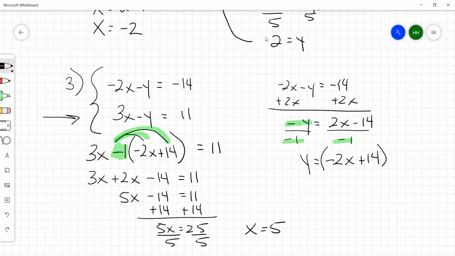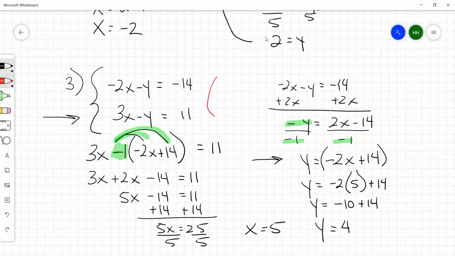The easiest place to substitute it, I think, would be here. So y would equal negative 2 times 5 plus 14. So y equals negative 10 plus 14. And y equals, is that 4? So these two lines would intersect at 5, 4.